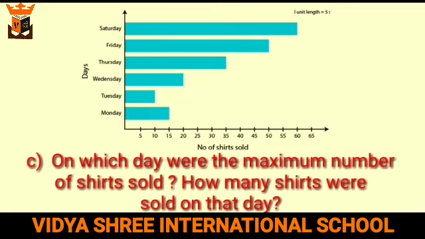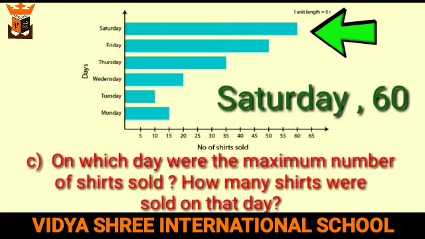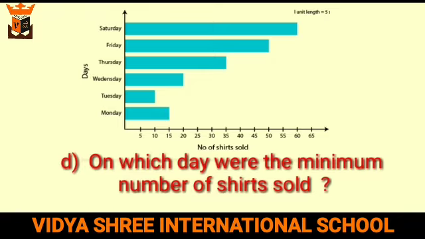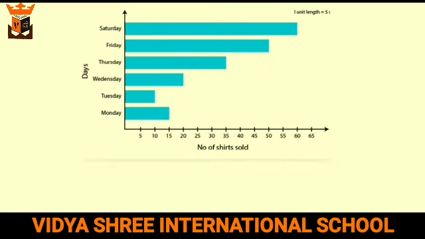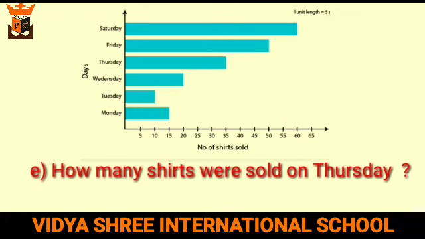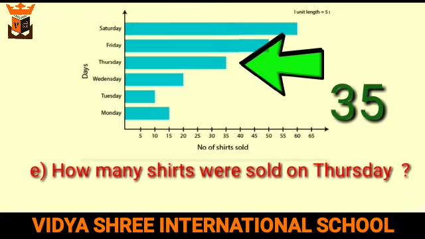Third part: on which day were the maximum number of shirts sold, and how many shirts were sold on that day? From the given bar graph, you can see on Saturday the maximum number of shirts were sold, that is 60. D part: on which day were the minimum number of shirts sold? Tuesday, the minimum number of shirts were sold. E part: how many shirts were sold on Thursday? From the given bar graph, 35 shirts were sold on Thursday.